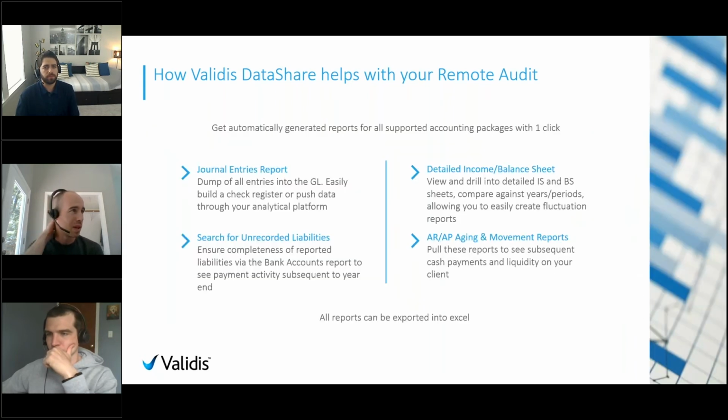Now, some of the really key reports that DataShare can help with: you're going to get a full journal entries report, which is a complete dump of the GL. You're going to be able to get a detailed income statement and balance sheet, which you can drill right into. You compare year over year periods and see fluctuations. You're going to get AR and AP aging and movement reports, and you can pull those for subsequent periods as well. You're also going to be able to easily search for unrecorded liabilities.